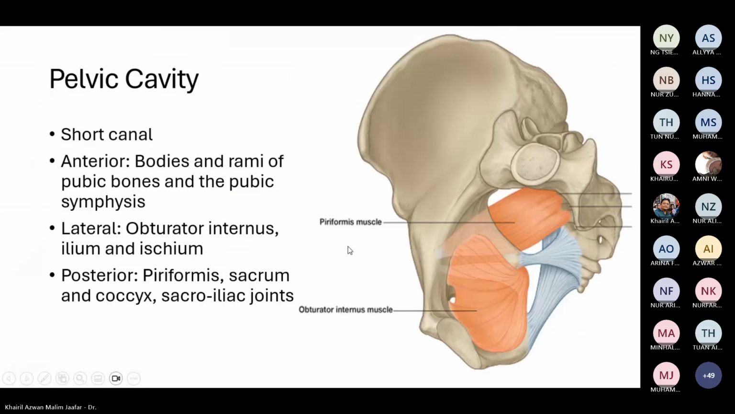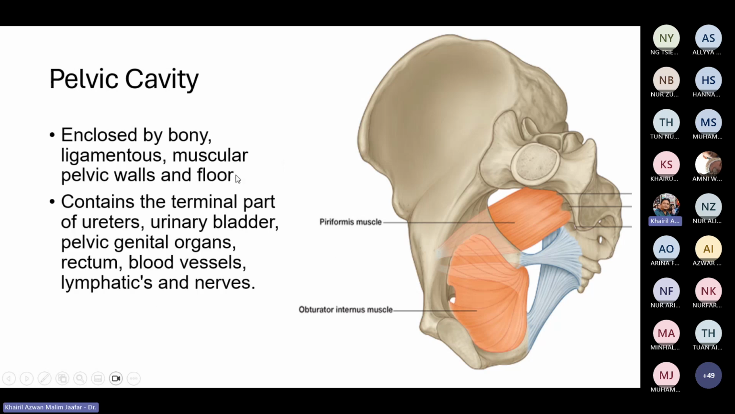Pelvic cavity is between the pelvic inlet and pelvic outlet. So these are the borders. It contains the ureter, urinary bladder, rectum, and some blood vessels and nerves.